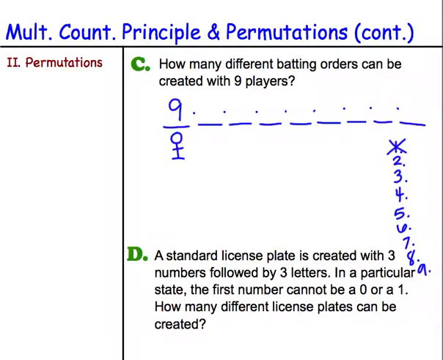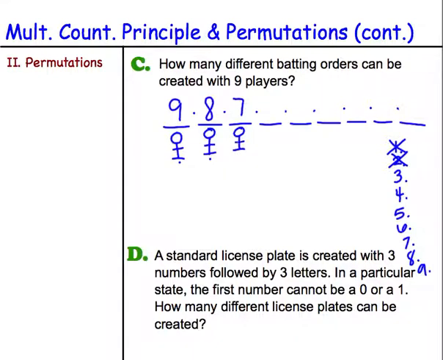Now for this next spot in the batting order, I now have 8 people left to choose from, because one person's already been placed. I can't choose them again. Order does matter, and I can't have someone back twice. So now, if I pick that second person, now in the next spot, this is going to be a 7 because these 2 players have already been chosen. I can't choose them again. So now I have my 7 people.